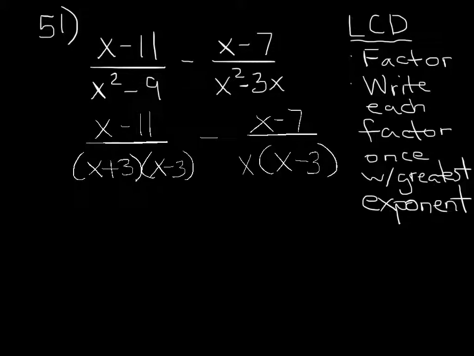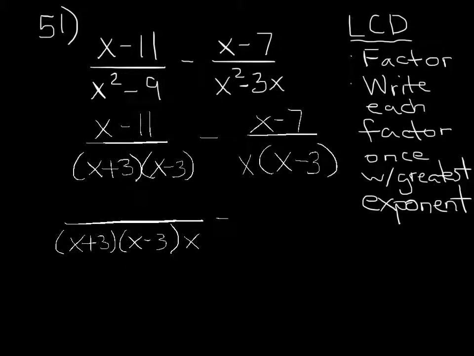Now I have to decide on the LCD. So I write each factor once. I notice that I have an x plus 3, an x minus 3, and then I have an x. The greatest exponent of all three of these factors is just 1. So my LCD then will be x plus 3 times the quantity x minus 3 times x.